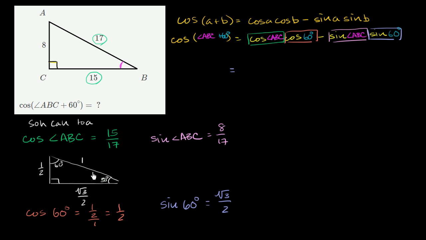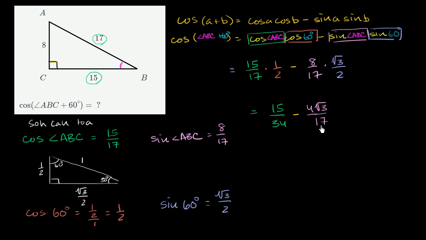This whole thing is going to evaluate to cosine of angle ABC, which is 15 over 17, times cosine of 60 degrees, which is 1/2. So times 1/2. And then we're going to subtract sine of ABC, which is 8 over 17, and then times sine of 60, which is square root of 3 over 2. So times square root of 3 over 2. And now we just have to simplify a little bit. So this is going to be equal to, if I multiply 1/2 times this, that's going to be 15 over 34, minus, and we're dividing by 2, so it's 4 square roots of 3 over 17. And that's about as simple as I could do it.